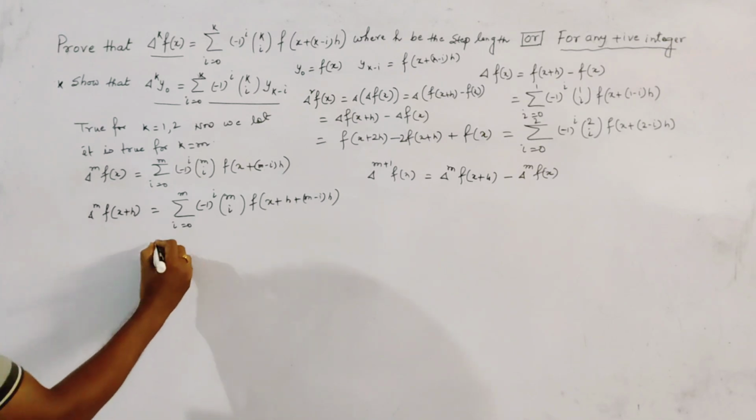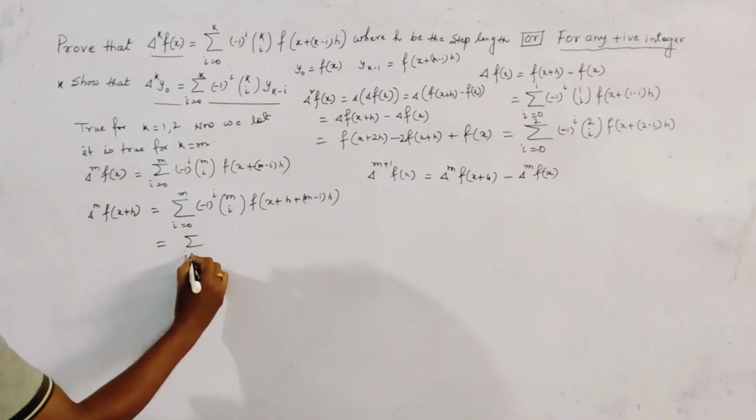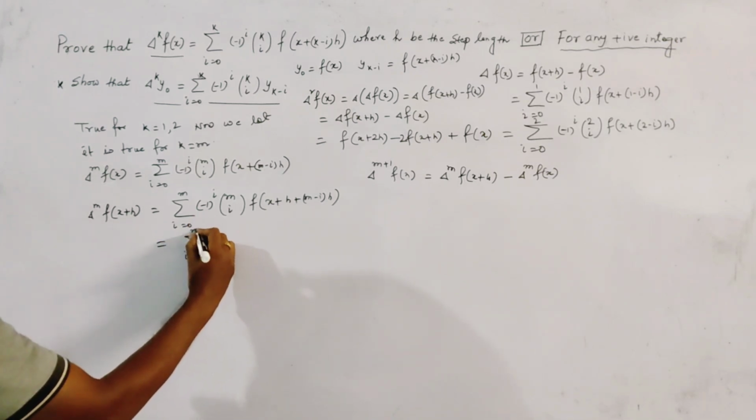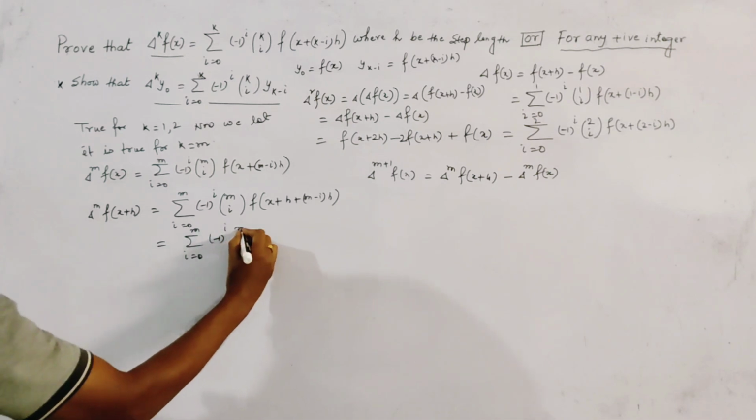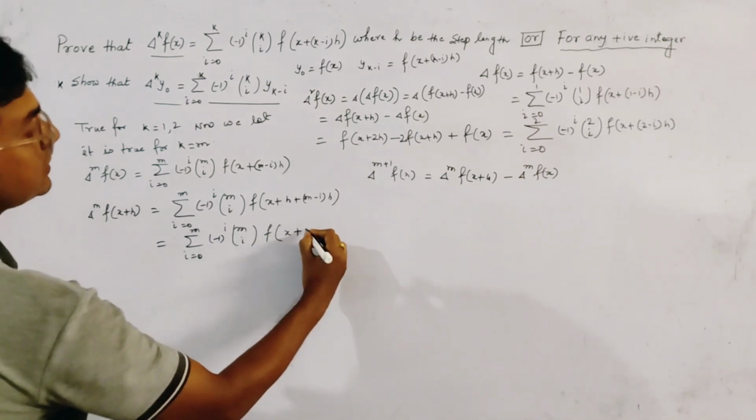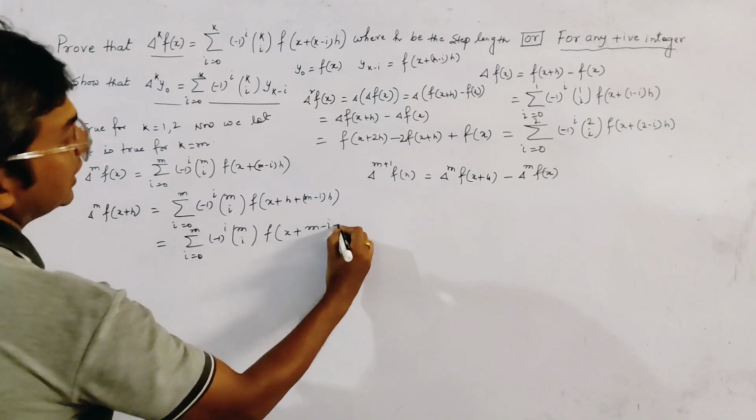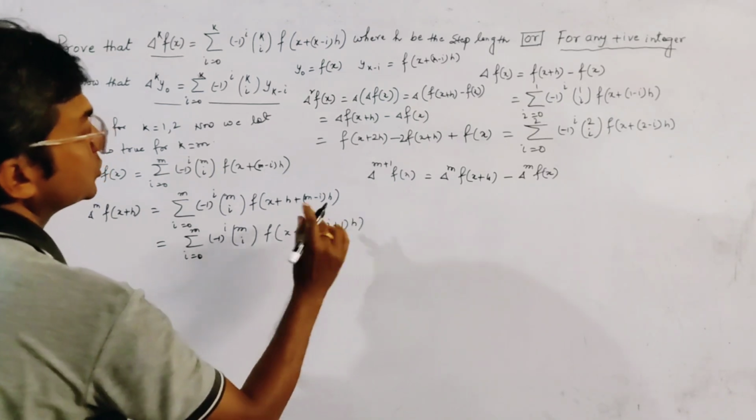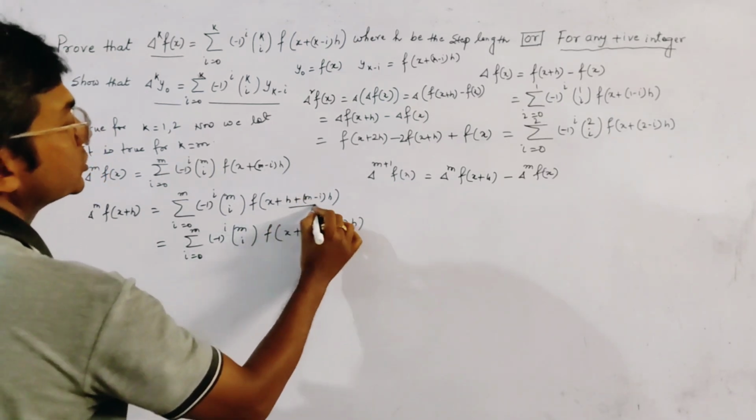Okay, so we write this as summation i equal to 0 to m, minus 1 to the power i, m c i, f of x plus m minus i plus 1 into h. We take h common from this total.